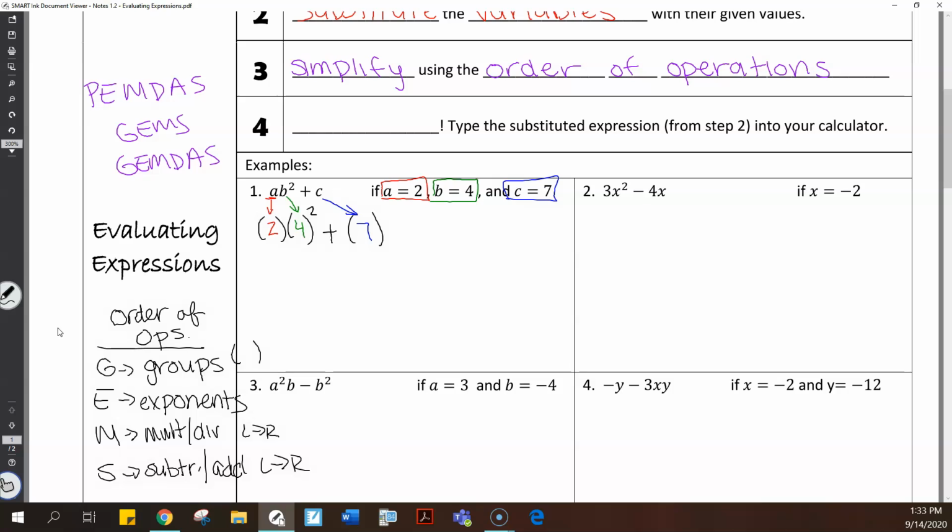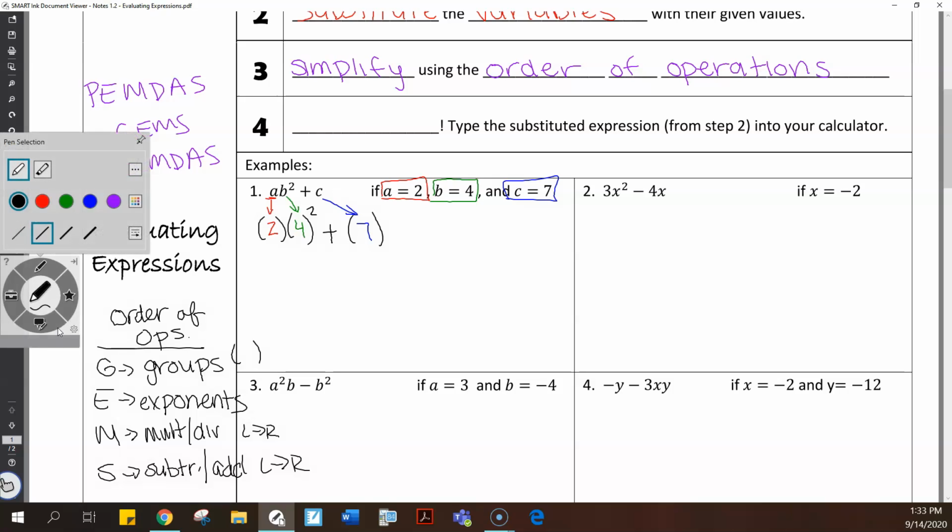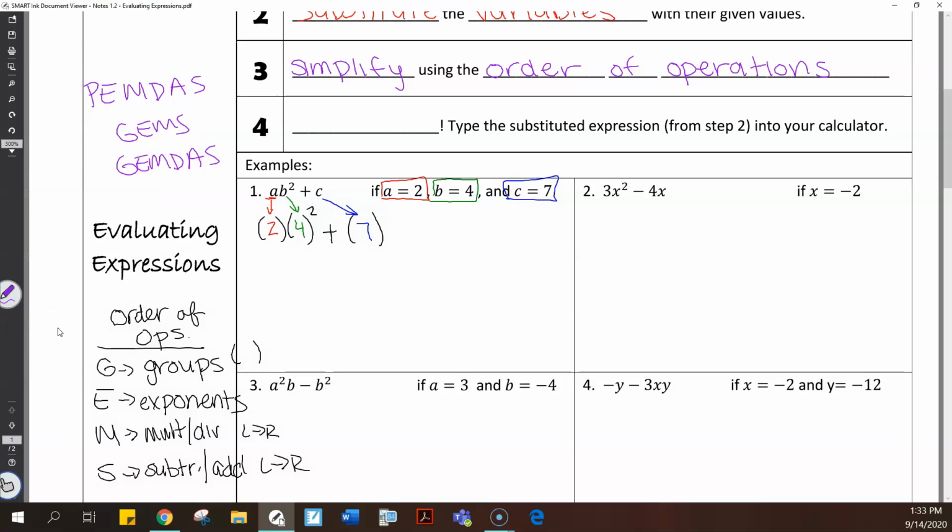Okay, so now that we've refreshed that, let's take a look back at number 1. I want to simplify this expression using my order of operations. So I don't have any groups. But Ms. Lynch, there's parentheses. You put parentheses in there. Yeah, but there's nothing to do inside those parentheses. This 2 is already as simple as I can make it. This 4 is already as simple as I can make it. This 7 is already as simple as I can make it. So within those parentheses, there is nothing to do.